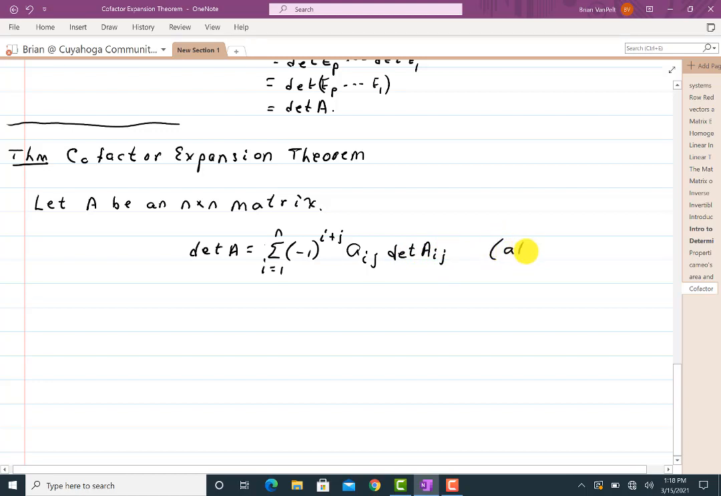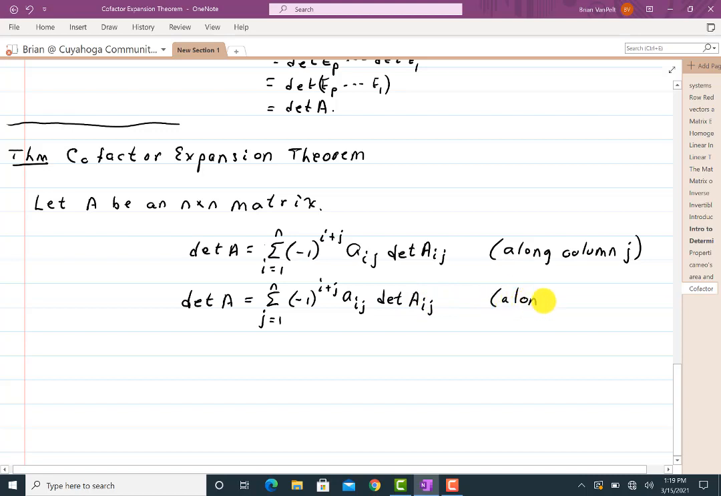So this is along column j. So remember, the definition is along column 1. This says that we can do the determinant along column j. And of course, the second portion of this theorem says the following. Here, j goes from 1 to n, negative 1 to the i plus j, a sub ij times the determinant of capital A sub ij, and that is along row i.